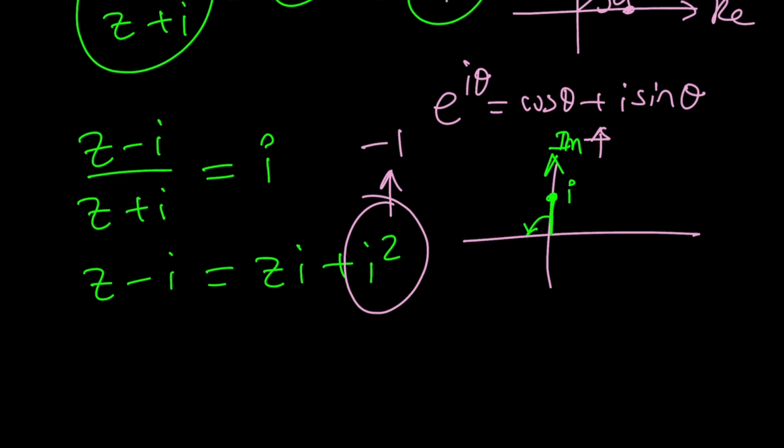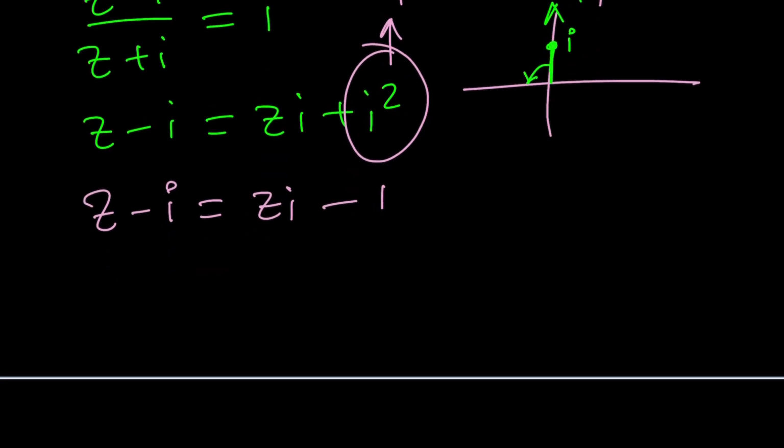Okay, so what do we do next? Z minus i equals zi minus 1. Let's go ahead and solve for z. To do that, let's put z on a positive side. Or, I mean, everything else needs to be positive. Does it have to be positive? I don't know. We'll probably do this.